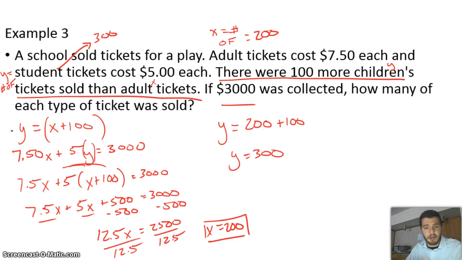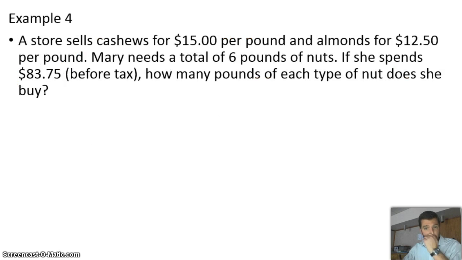Okay, I got one more, and I think I have just enough time to do it. So let's go ahead and get into it. It says a store sells cashews for $15 per pound and almonds for $12.50 per pound. Mary needs a total of 6 pounds of both types. If she spends $83.75 before tax, how many pounds of each type of nut does she buy?